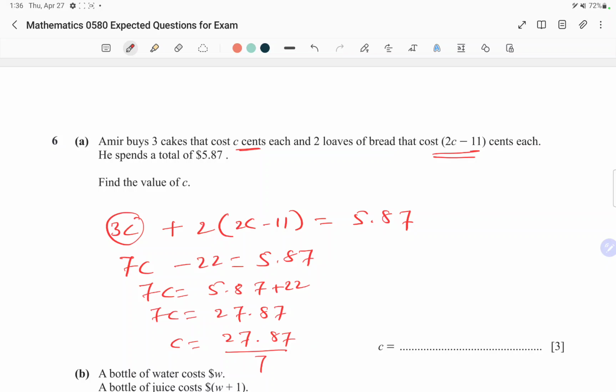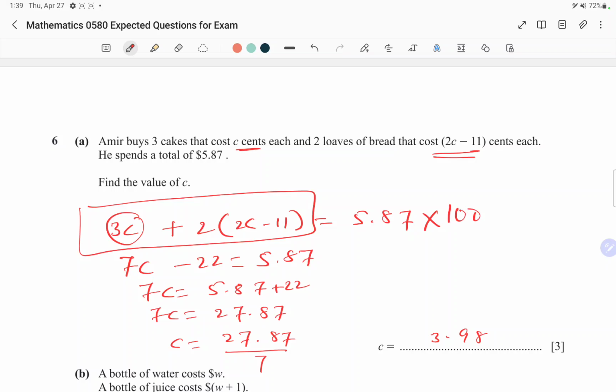So here 27.87 over 7 is 3.98 I got. 3.9814 I got, but 3.98 will also work. So I hope you understood this. Hey, one minute here. These are in cents, and this 5.87 was in dollars. So we have to convert into cents. We just need to multiply by 100 as well. So we need to do some correction over here.